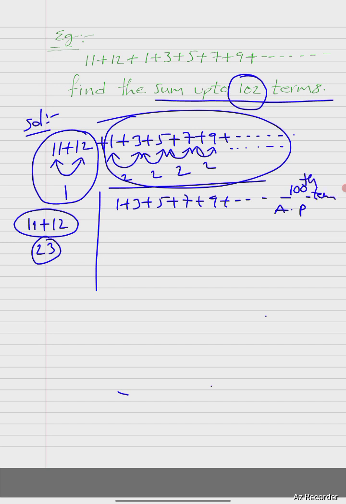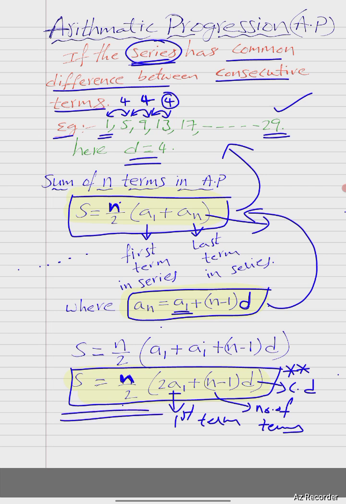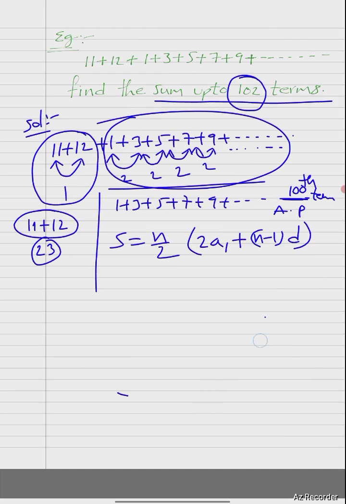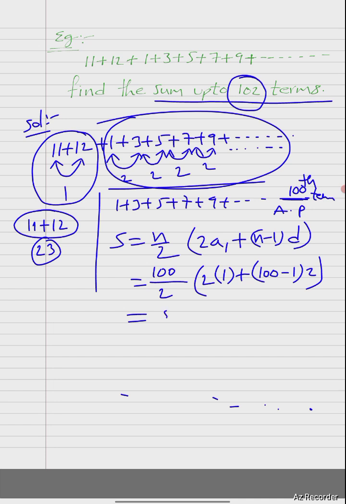The last one is not 100, it is the 100th term. Now how to find the sum of 100 terms in AP? We have the formula S equal to n by 2 into (2a1 plus (n minus 1) into d). Here n is 100 because there are 100 terms in the series, upon 2 into 2 times a1. What is a1 here? The first term is 1, plus (n minus 1) into d, again 100 minus 1, into d. What is d here? The common difference, 2. Close the bracket. Now we get 50 times (2 plus 99 times 2).